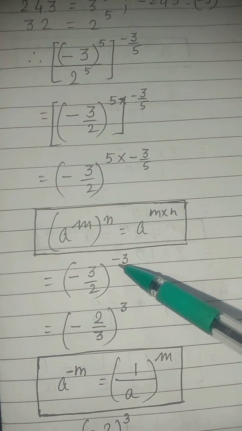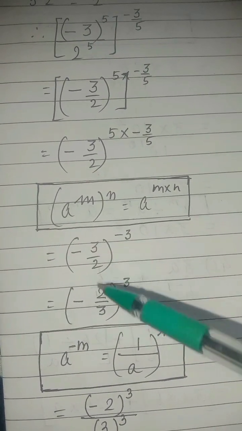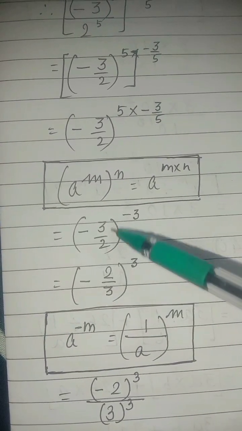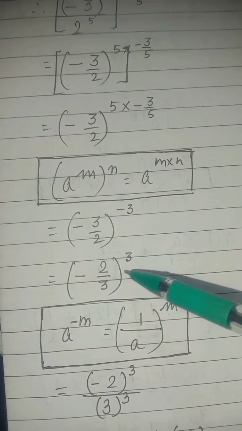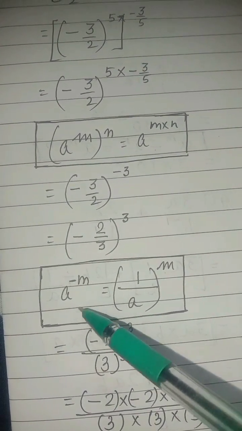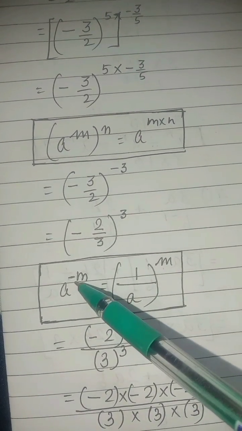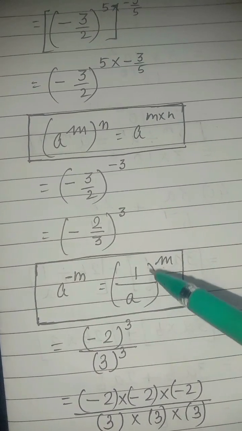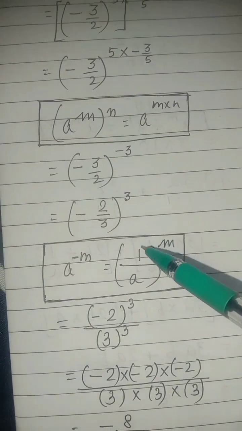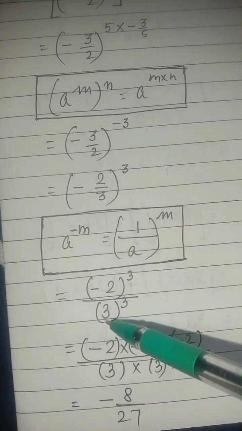Now here the power is -3. We can make it positive. How? We just have to take the reciprocal of this. So -3/2 was here, we'll make it -2/3. We made its reciprocal, so it's whole cube now. Because here also we have used the law of exponents, that is a to the power -m equals 1 by a to the power m. That means if the power is negative, then we have to take the reciprocal of the base, and then we can make the power positive. So now it's equal to (-2) whole cube by 3 whole cube.